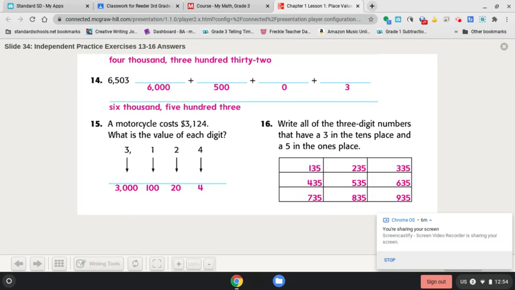Now in the word problem, we already kind of talked about this, but a motorcycle costs $3,124. So the 3 is 3,000. The 1 is in the hundreds, so it's 100. The 2 is in the tens, so it's 20. And the 4 is in the ones, so its value is 4. So these did not have to be in order, but remember the 3 had to be in the tens, the 5 had to be in the ones, and then the number previous, which was their hundreds, would have been different for each one. They could have been out of order, that would have been fine, but you can only have 3-digit numbers.